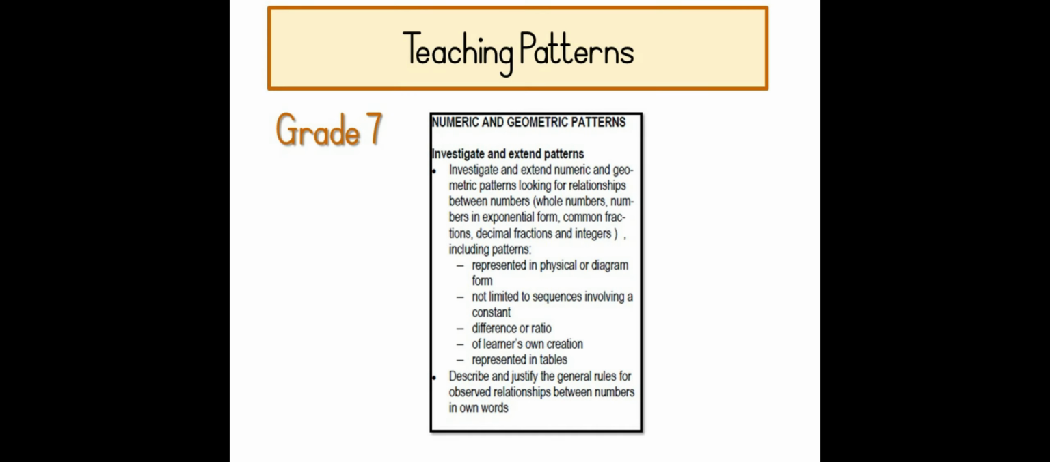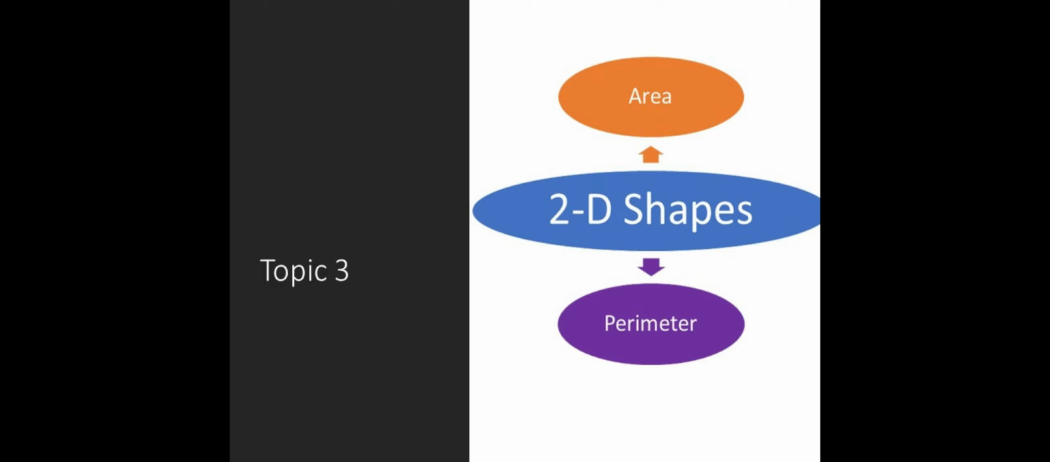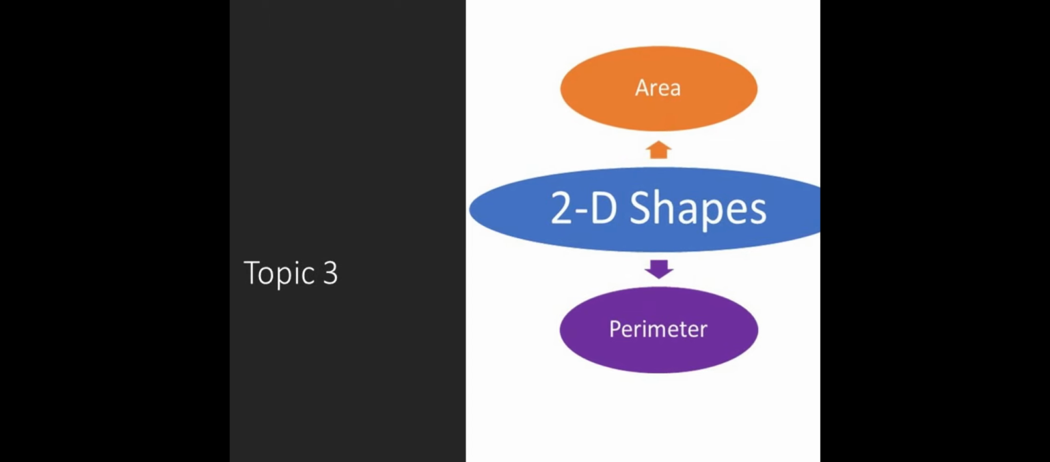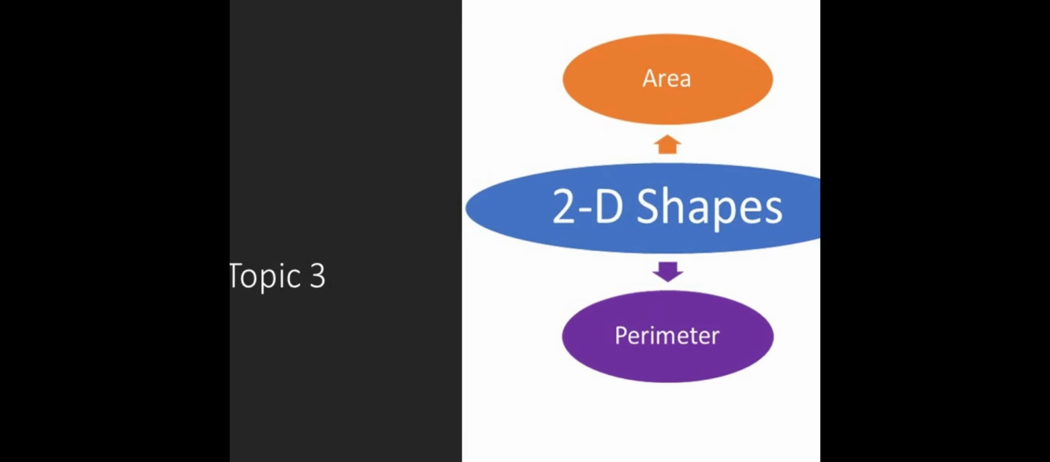Learners in grade 7 will do numeric and geometric patterns at the start of the fourth term. 9 hours are allocated for this. As in previous grades, learners should investigate and extend numeric and geometric patterns, looking for relationships between numbers. The final maths topic we will consider in this workshop is area and perimeter of two-dimensional shapes.